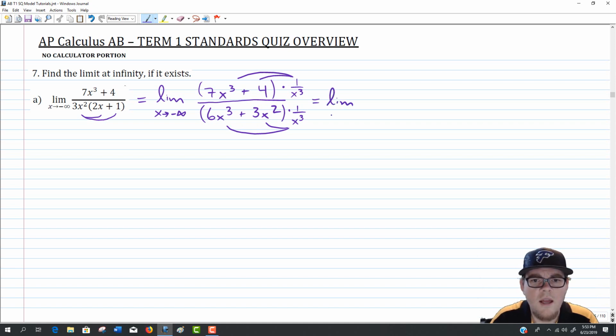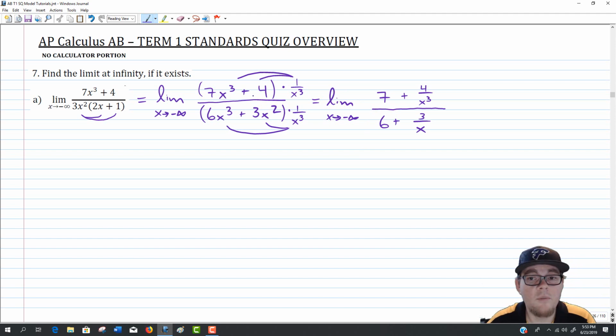So in particular here, we're doing the limit as x goes to negative infinity. When we do 7x cubed over x cubed, we're going to just get 7. And then for the second part, we'll have plus 4 over x cubed. So there's our numerator. This is, again, just a different way of writing it. We've just kind of divided out an x cubed, if you will. In the denominator, we're going to get 6, the first one, plus 3 over x. So this limit has the exact same value as the previous one.